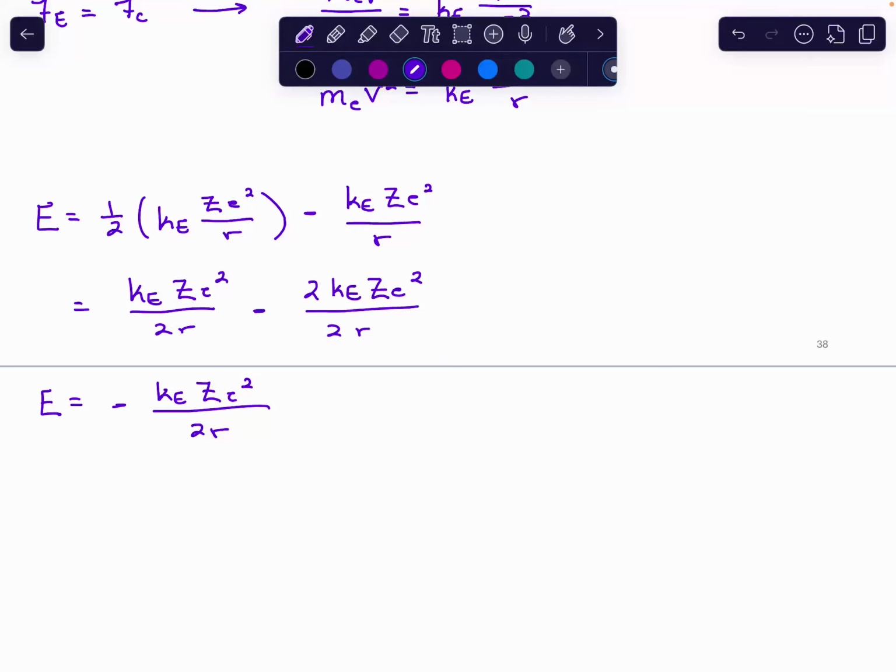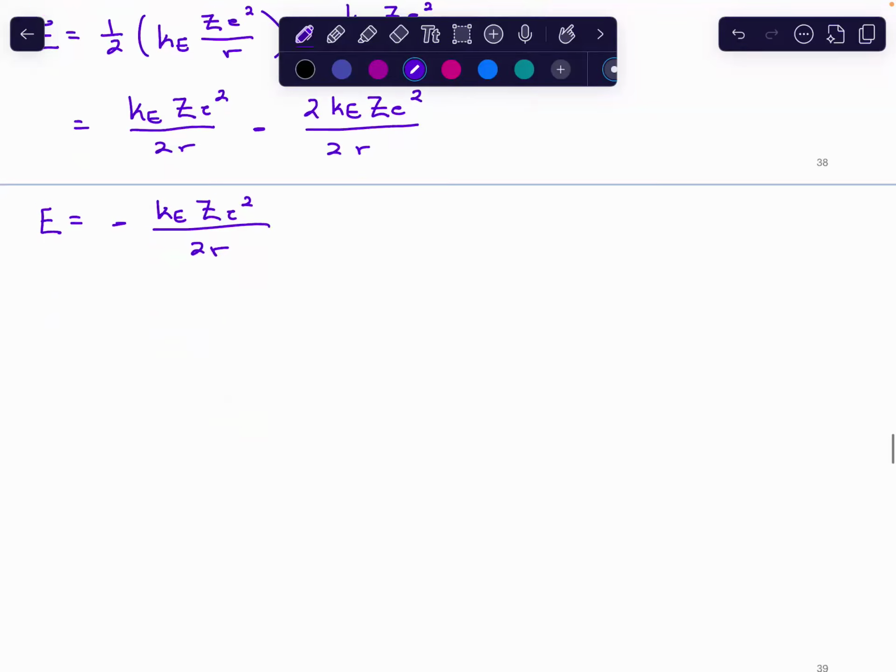Okay, now, when you look up the Bohr model, what you're going to find is a couple of equations for angular momentum of a moving electron. Okay, so particle moving in its orbit.